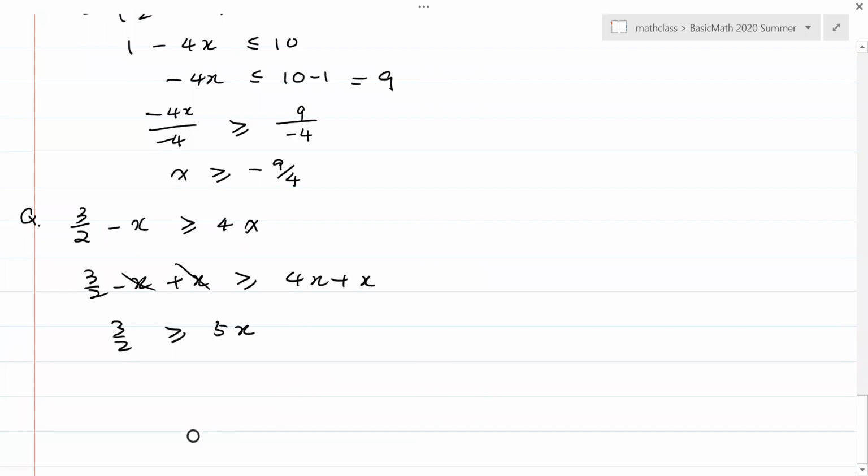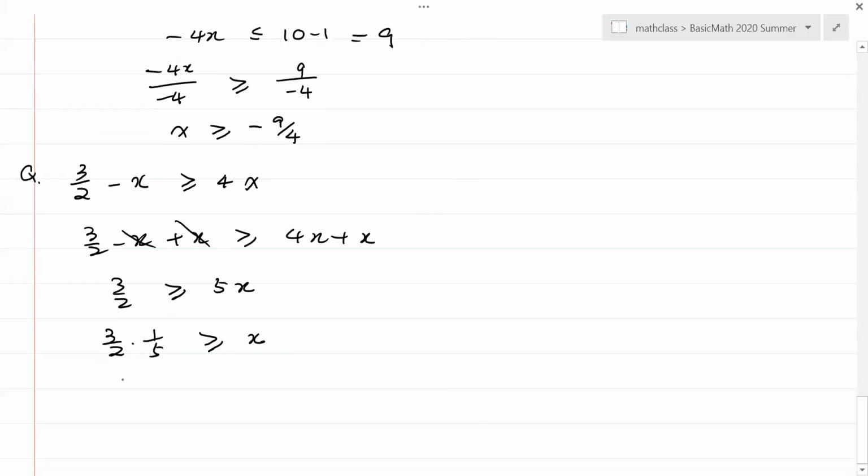Then you divide both sides by 5, okay? So 3 over 2 divided by 5 is greater than or equal to x. Okay, so you simplify this a little bit. It's greater than or equal to x, or x is less than or equal to 3/10. It's the same. Okay. Yeah, less than or equal to. Good job.